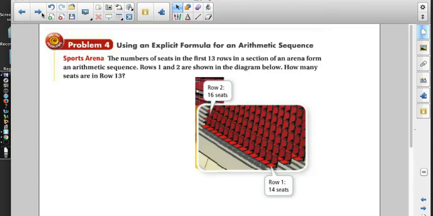Alrighty, this one says we're going to use an explicit formula, just n's, not a sub n minus 1s, using an explicit formula for an arithmetic sequence. Well, right away, I'm getting this in my head.